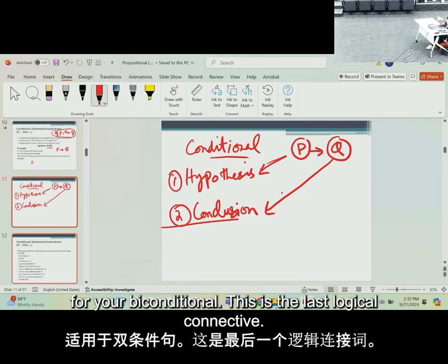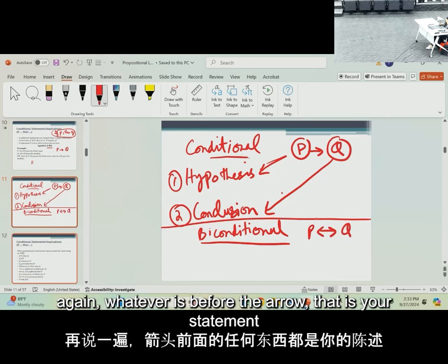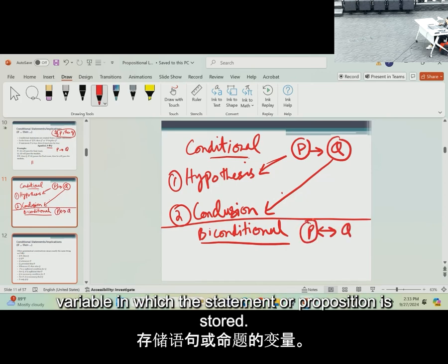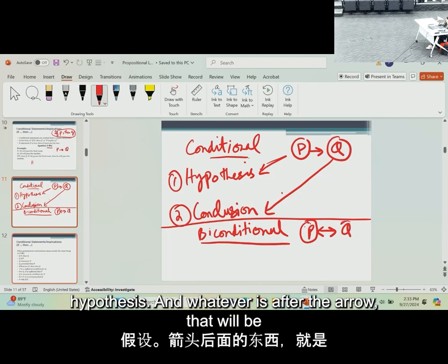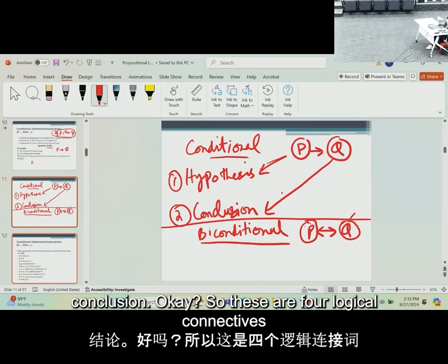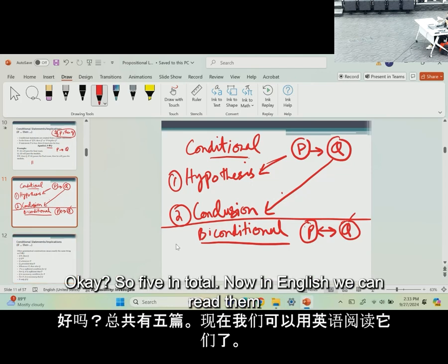Same is for your biconditional. This is the last logical connective. The symbol is a double-headed arrow. And again, whatever is before the arrow is your statement variable in which the statement or proposition is stored, and that will be your hypothesis. Whatever is after the arrow will be the conclusion. So these are 4 logical connectives for compound propositions. In addition, we have negation. So 5 in total.